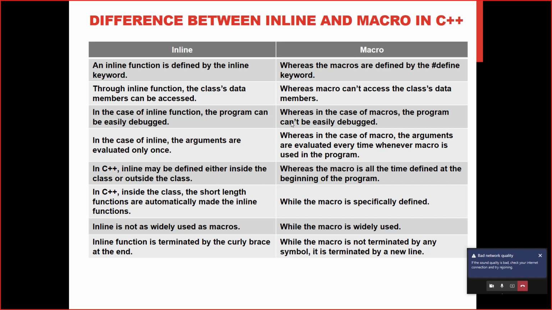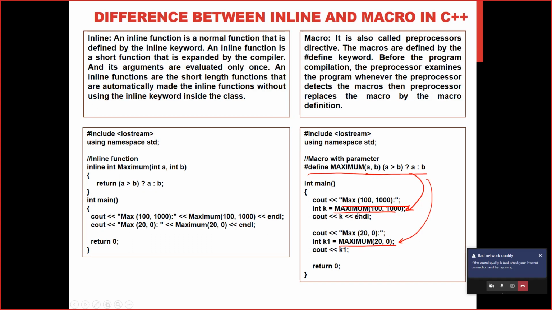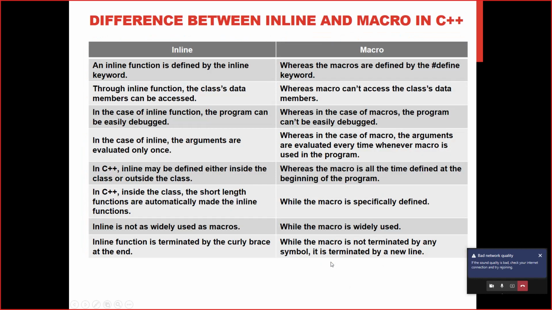In the case of inline, the arguments are evaluated only once, but in the case of macros, every time the macro is called, it will be evaluated every time. For the maximum of these two values, it is evaluated every time. These are the differences. Inline functions are terminated by curly braces, and a macro is not terminated by any symbol, it is terminated by a new line.